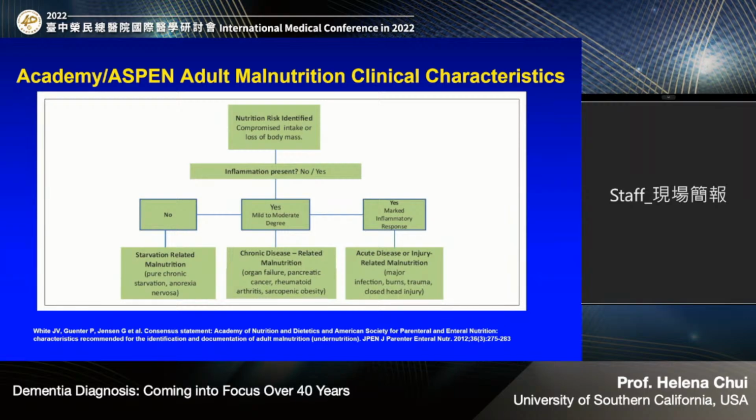So if the patient does not have inflammation, we would use the clinical characteristics for starvation-related malnutrition. If the patient has mild to moderate inflammation, we would use the chronic disease-related malnutrition clinical characteristics for assessment. And then finally, if the patient has a marked inflammatory response, we will use the acute disease or injury-related malnutrition clinical characteristics.